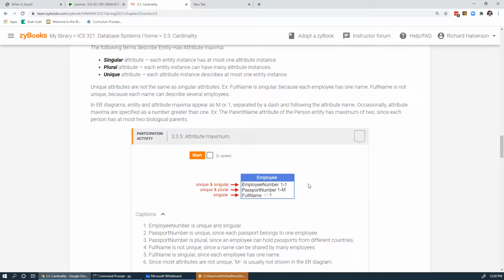Passport number, unique and plural. Singular is just 1. Okay.